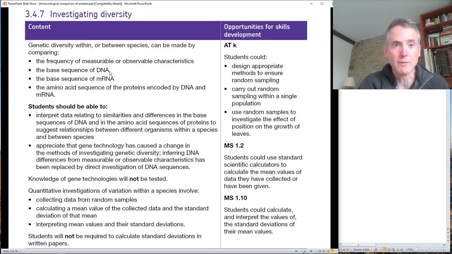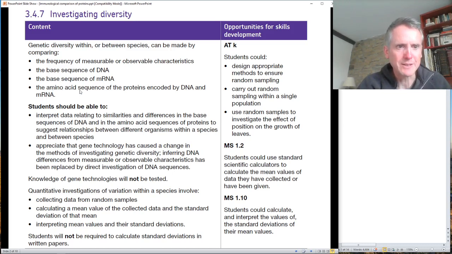We can look at the base sequence of the DNA or the base sequence of mRNA. These are really modern ways of doing it, and we couldn't always do it this way. So we're going to look historically. How can I compare? I've got these two species. How different are they? Well, now you can just take some cells and get the sequence of DNA and compare them. But what did we used to do? And it brings in immunology.